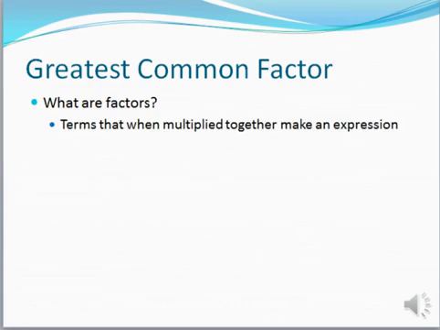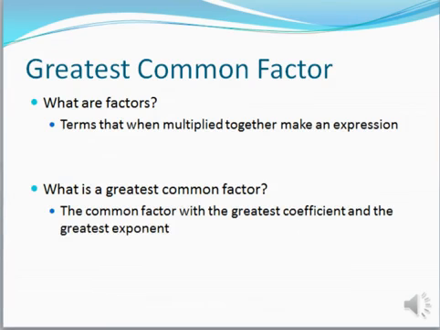Factors are terms that when you multiply them together, they make an expression. Now, greatest common factors are terms that when they're multiplied together, make an expression. What this means is if I have an equation and I multiply the entire equation together, whatever I have on the smallest term multiplied by the biggest term is going to give me that main equation. Now, if you're looking at me like, Miss K, I have no idea what you're talking about, do not freak out on me. I got you.